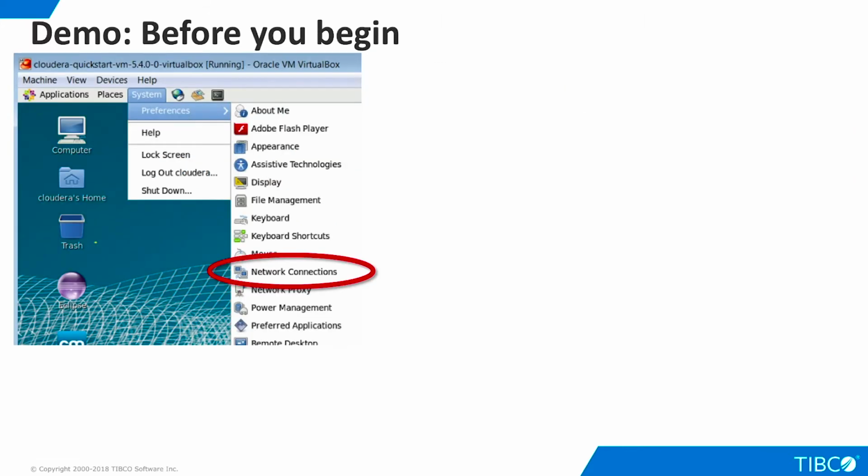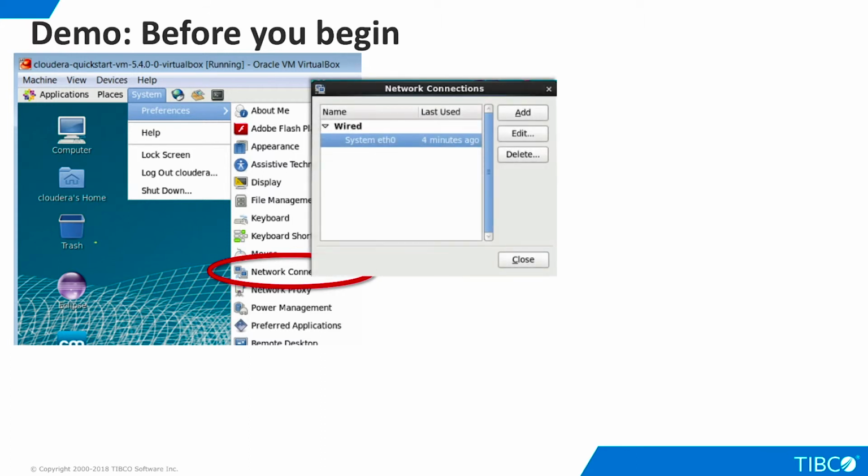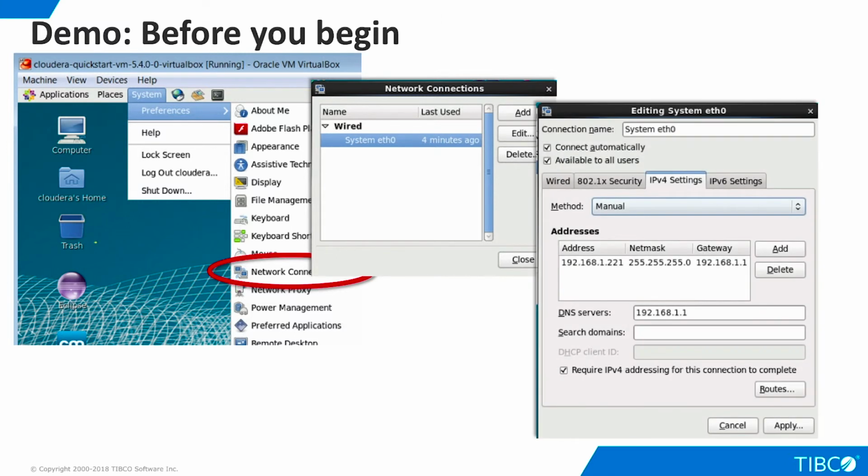Now start the VM and define a static IP address for it. Navigate to System, Preferences, Network Connections. Select System ETH0 and click Edit. On the IPv4 Settings tab, define an IP address in the same local network as your host and use the same gateway and DNS server that your host uses. Save your work and restart the VM.